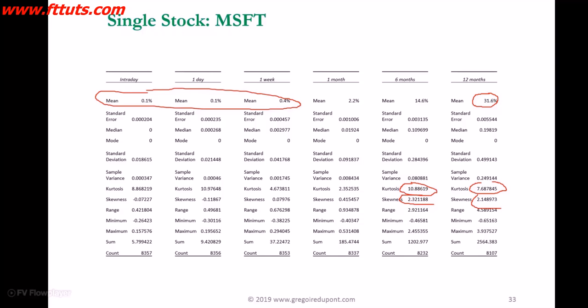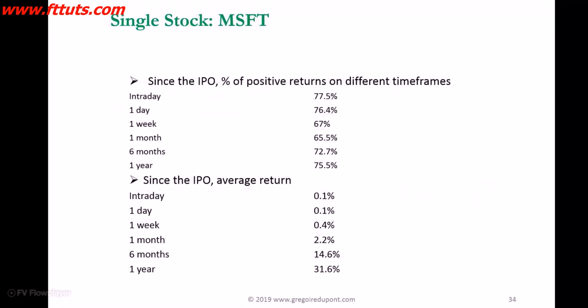Here, the distributions for the 6 months and the 12 months, with kurtosis of 10 and 7 and skewness of 2 and 2, mean two things: that they are producing more outliers than a normal distribution, and your distribution is towards the right-hand side, so more positive outcomes than negative outcomes.